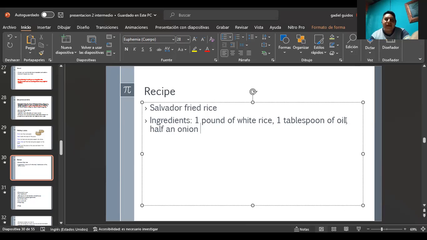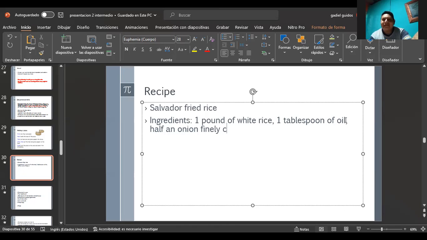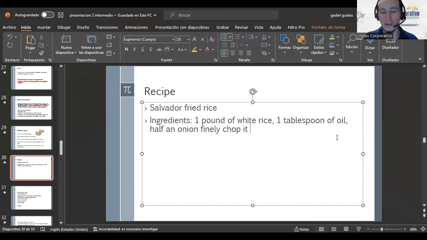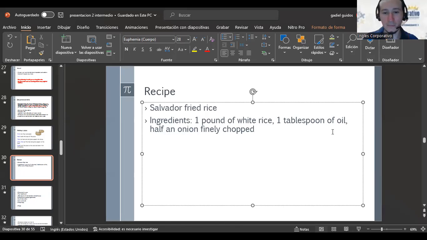Finally. Sorry, could you please say it one more time? F-I-N-E-L-Y. Oh, okay. Finally, in pronunciation. Chopped. Very good. Thank you. Chopped is C-H-O-P-P-E-D. Okay. Very good. Thank you.